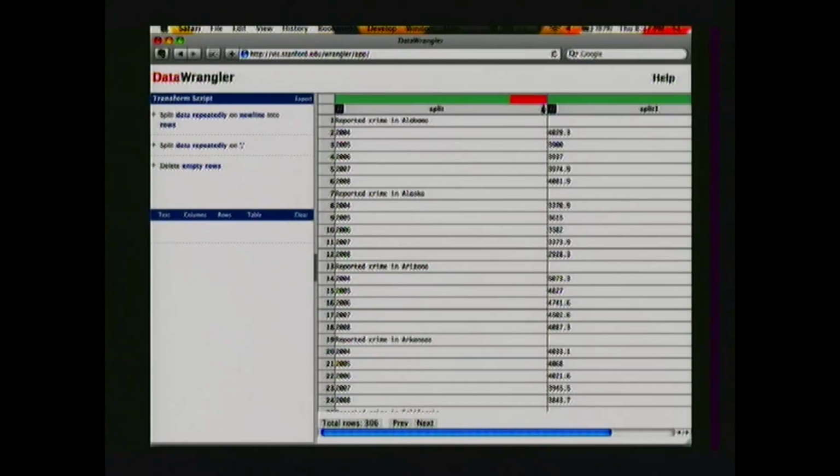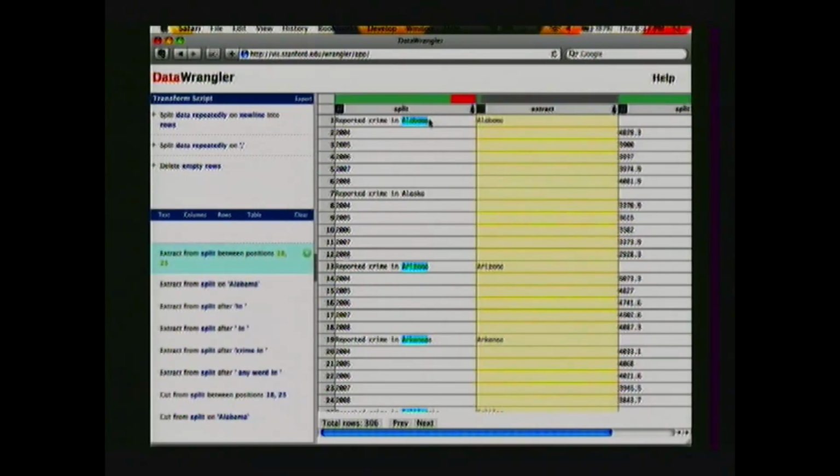So I've taken one step further into getting clean data. But I still have this annoying artifact. Here, the state name is buried in the string. So let's tell the system that I'd like to do something with that. So I grab that in Alabama.